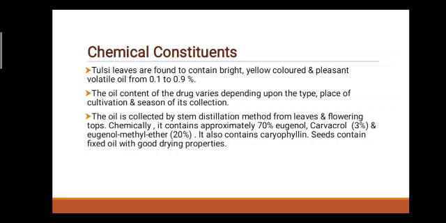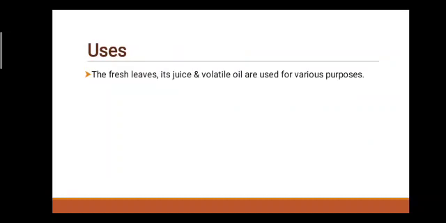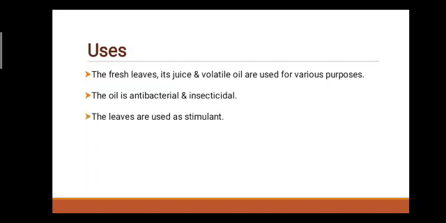Seeds contain fixed oil with good drying properties. The plant is also reported to contain traces of alkaloids, saponin, tannin, and appreciable amount of vitamin C, and traces of malic, citric, and tartaric acid. Next point, uses. The fresh leaves, its juice, and volatile oil are used for various purposes. The oil is antibacterial and insecticidal. The leaves are used as stimulant.